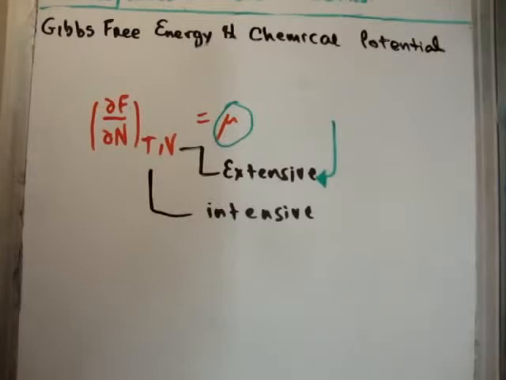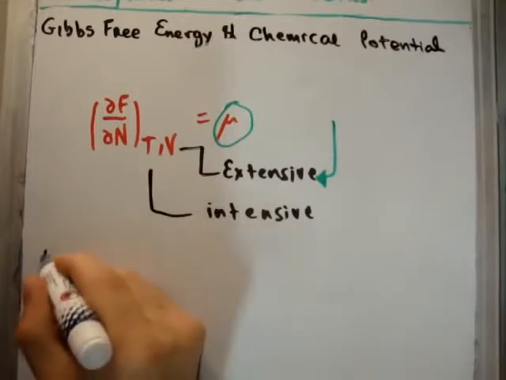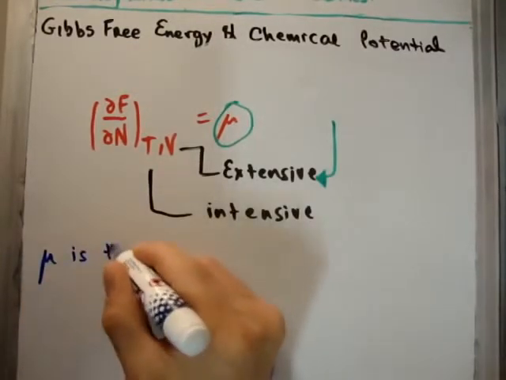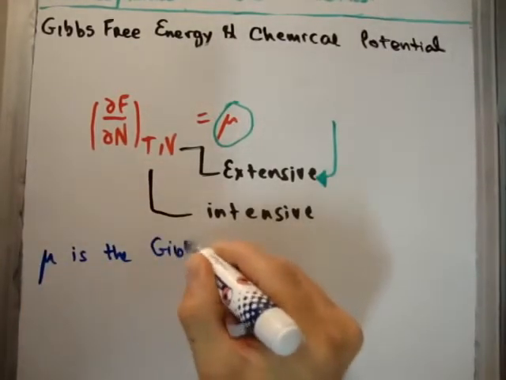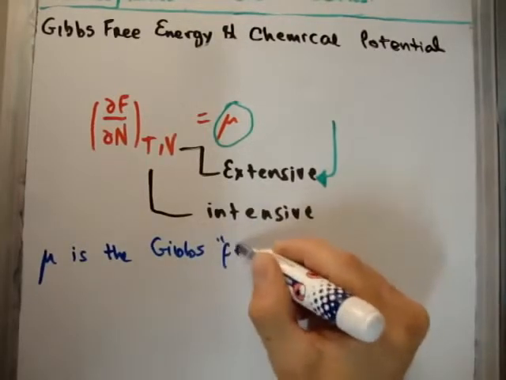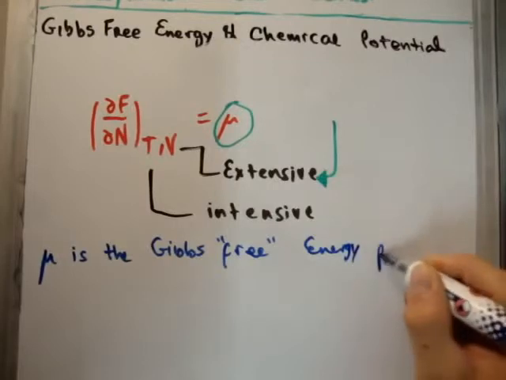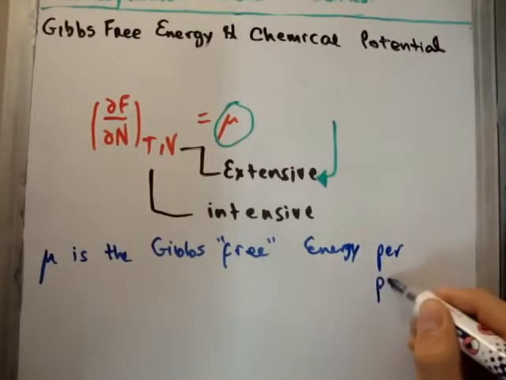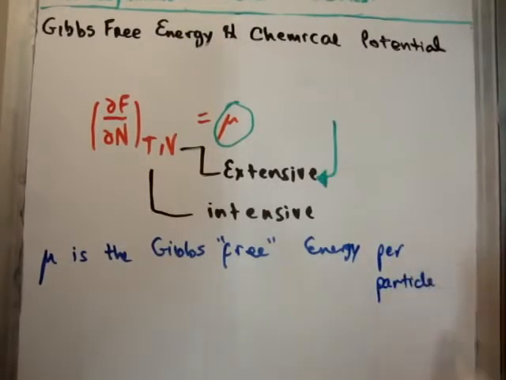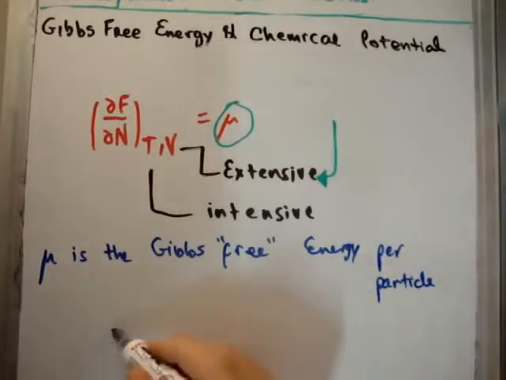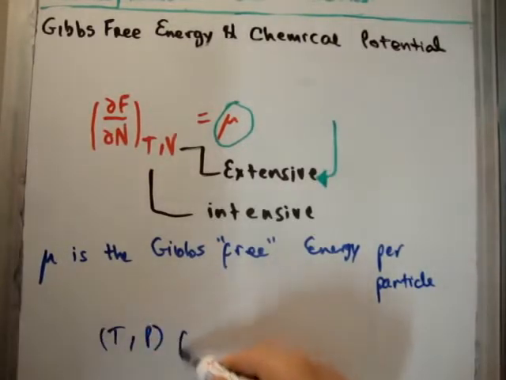So to summarize then, what we say is that mu is the Gibbs free energy per particle, where we have T and P fixed.